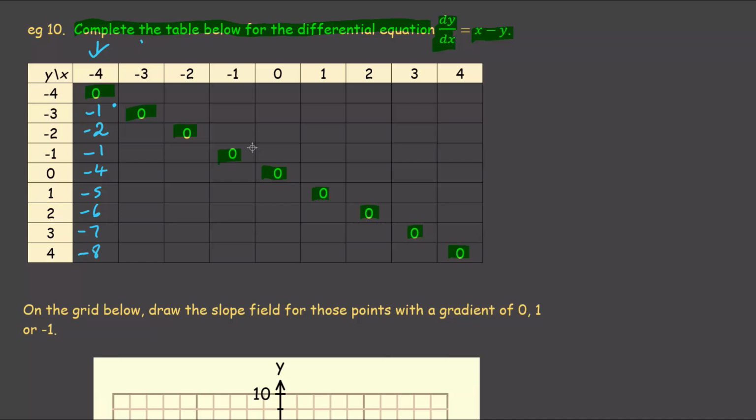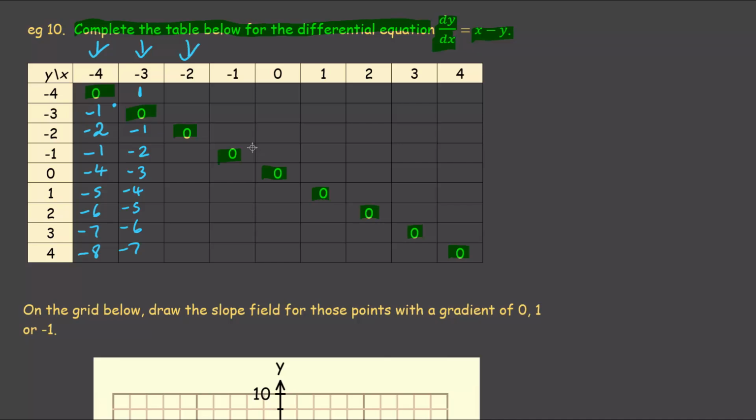If we go down the next column, x is negative 3. Negative 3 take away negative 4 is negative 3 add 4, which is 1. And then this one will be negative 1, this one will be negative 2, negative 3, negative 4, negative 5, negative 6, negative 7.